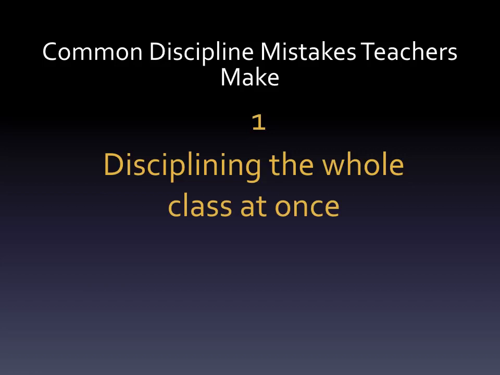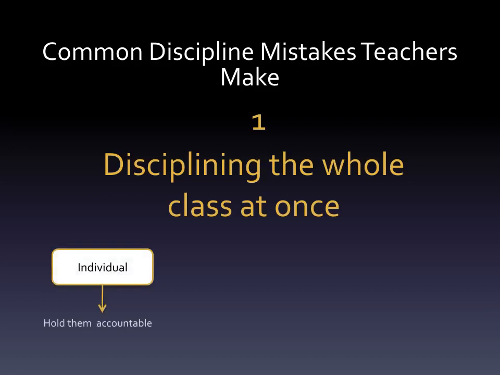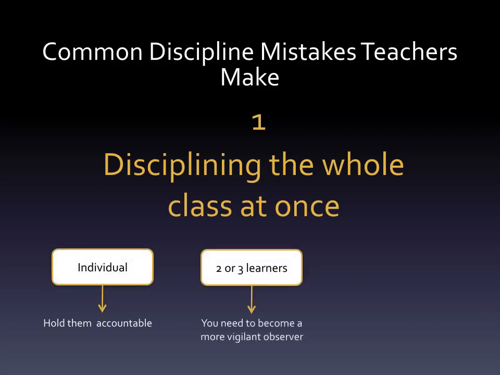And let's be honest, holding everyone accountable when only a few are misbehaving creates resentment and will damage your influence in the classroom. So when there's only one learner misbehaving, you need to hold them accountable and follow your discipline process. If there are 2 or 3 learners misbehaving, well, let's be honest, you need to become a more vigilant observer and monitor the learners more closely.